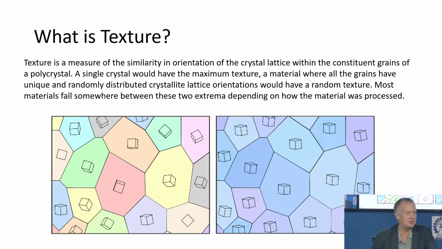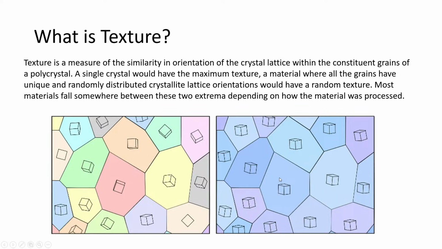So if we say what is texture, drawing some pictures is always good. Here is an arrangement of crystallites, and on the right side, these little unit cells in each grain are all oriented the same, with very similar orientations. If we did an orientation map where the colors represented orientation, they would all be a similar color, like this blue color shown here. So that would be considered a strong texture. You would have a strong preferred orientation. That's the phrase we typically use, preferred orientation.